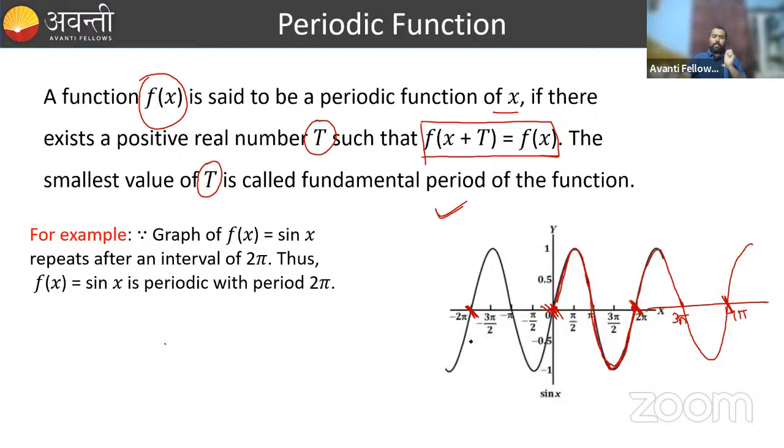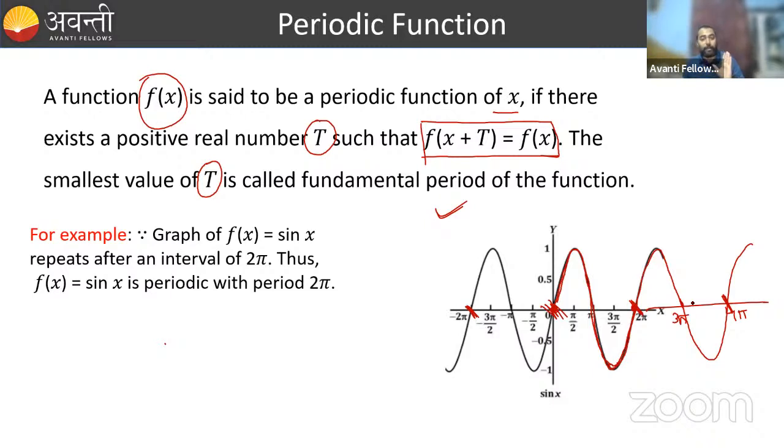You can ask, sir, can we say the period is also 4 pi? Yes, the answer will be yes, obviously, because after each 4 pi interval the graph repeats itself. After 8 pi or 6 pi intervals also, the graph repeats itself. So all these are periods, but they are not the fundamental period.